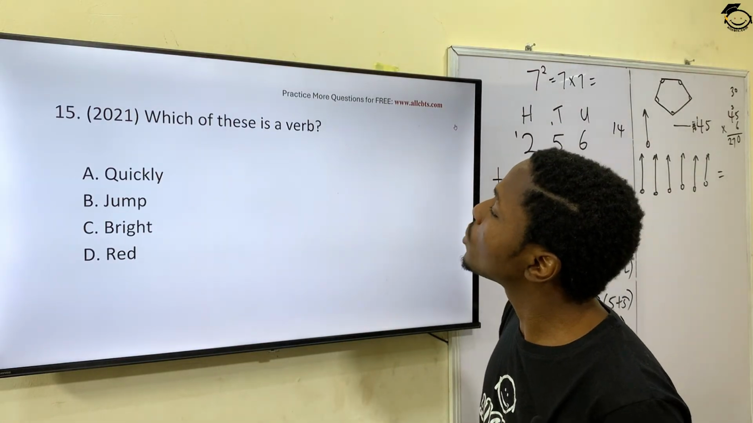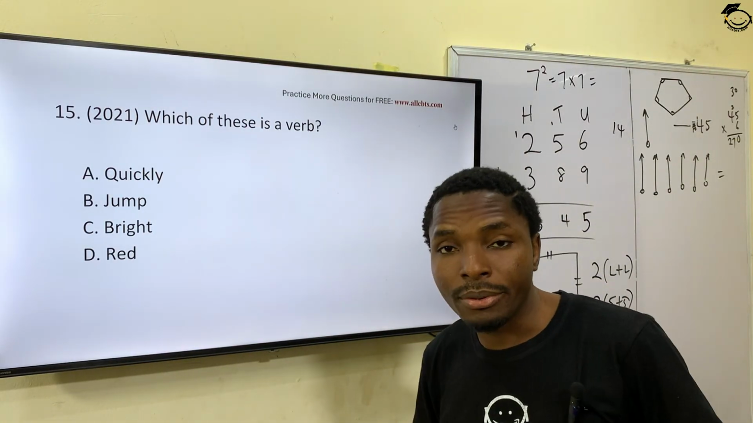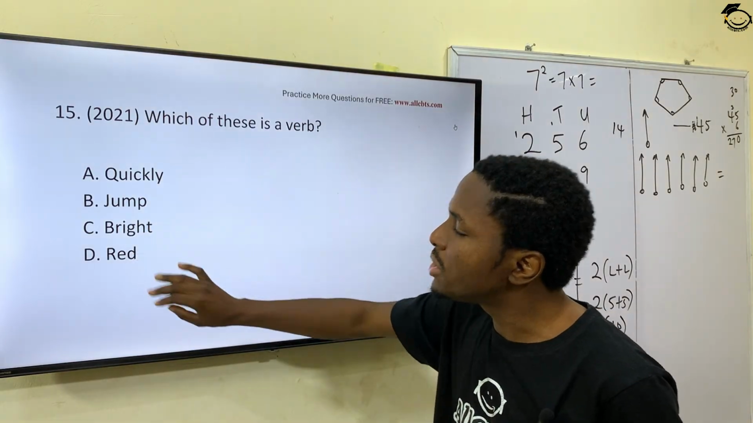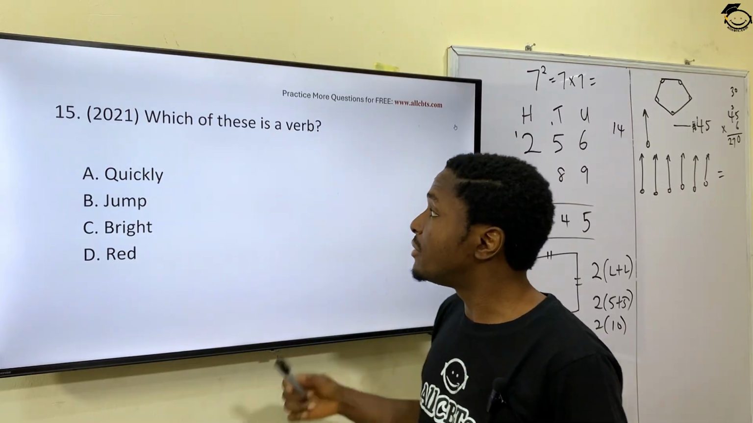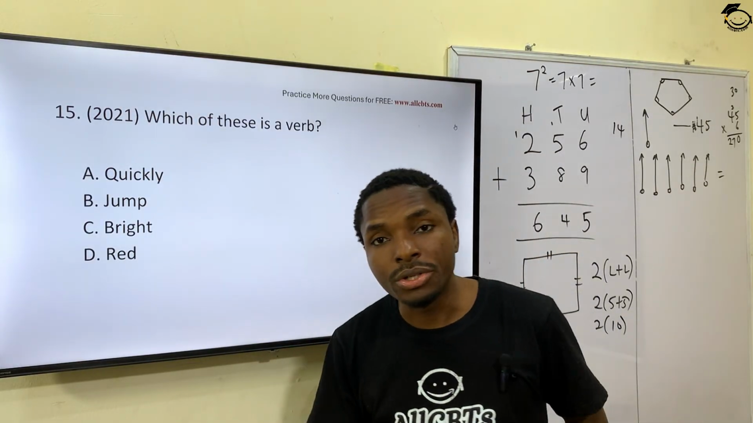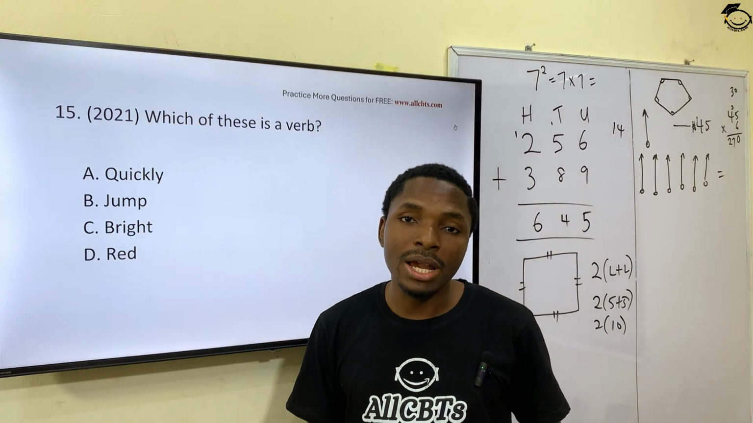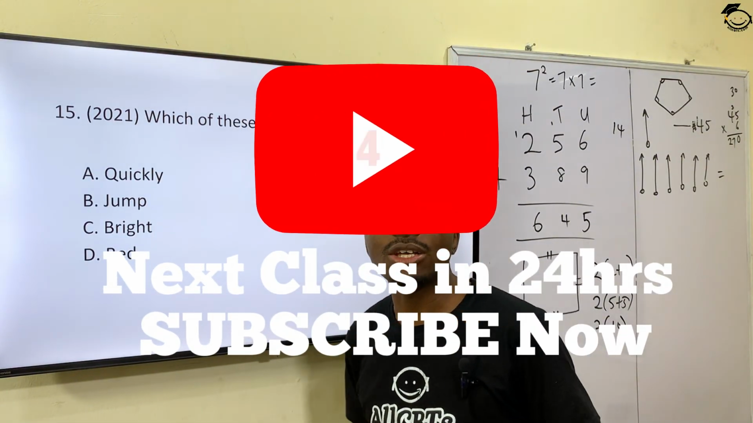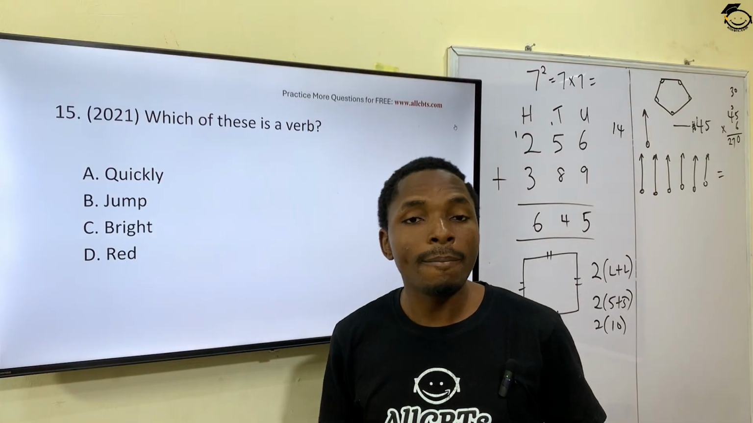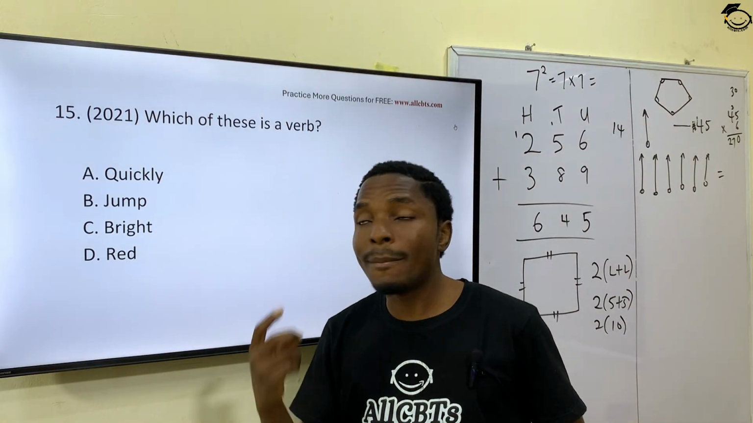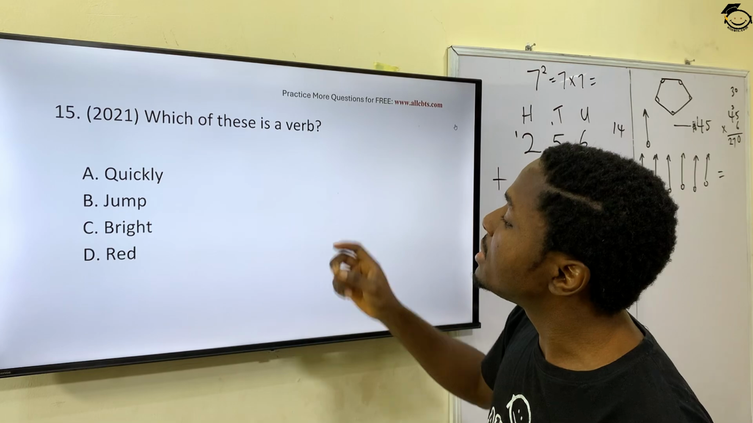And then 15, which of these is a verb? Now, in order to know which of these words is a verb, you need to be able to define what a verb is. And what is a verb? A verb is a doing word or an action word, right? Like go, like you tell your dog, go, or bite, or back. You have given an action, a command word. So, which of these is a verb?